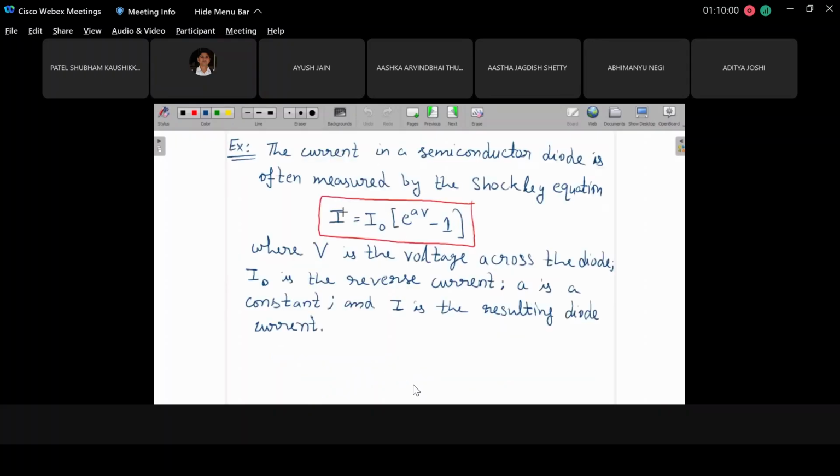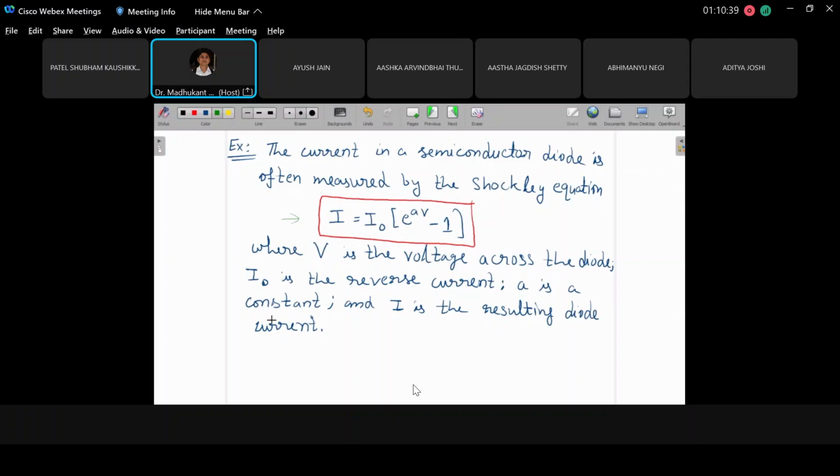Now, the next example is as follows. The current in a semiconductor diode is often modeled by the Shockley equation, which I don't want to worry about defining. The notations are defined as follows. V denotes the voltage across the diode, I naught is the reverse current, A is a constant, and I is the resulting diode current. You are in ICT, so you may understand all these things very well.